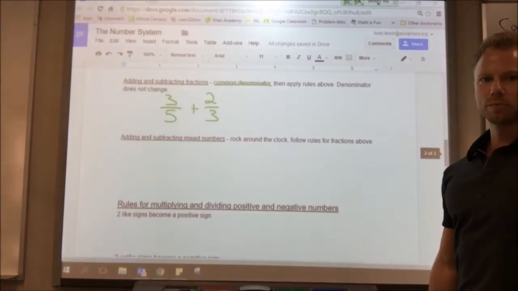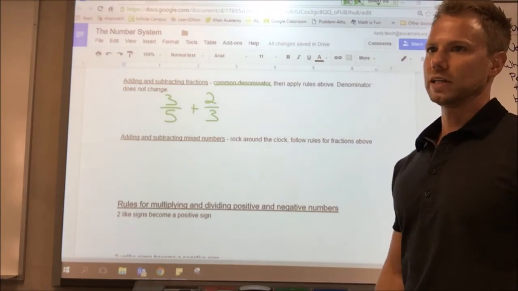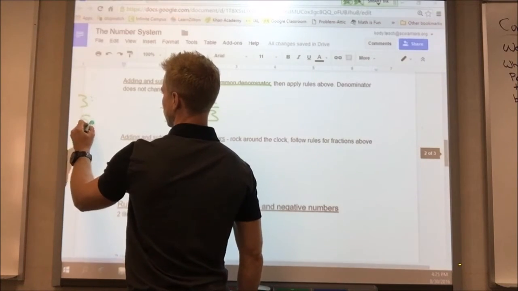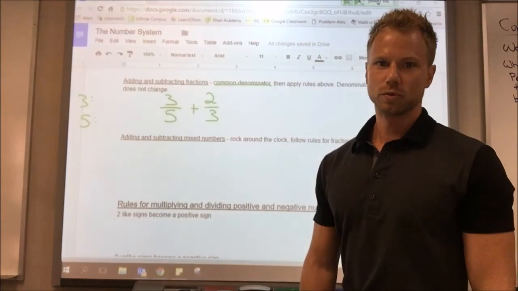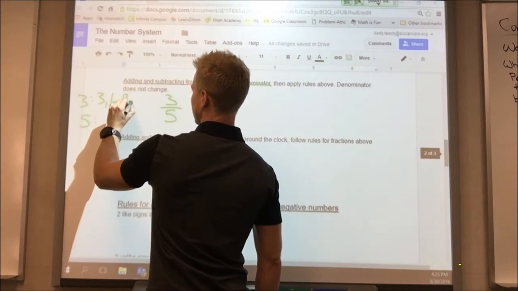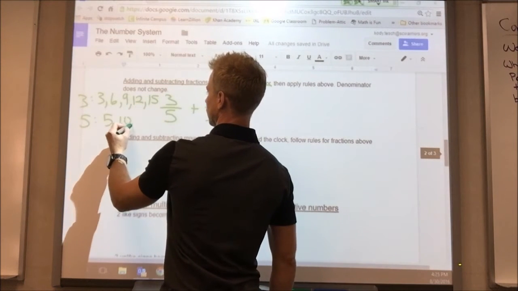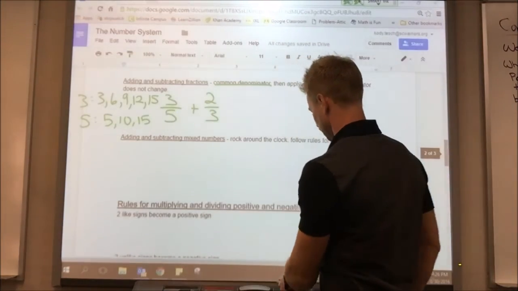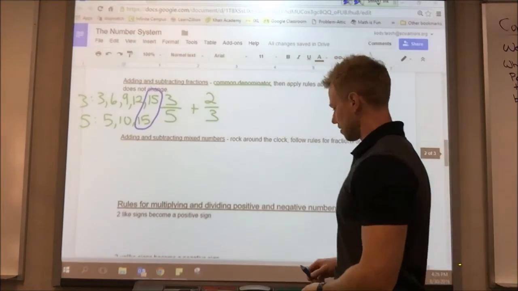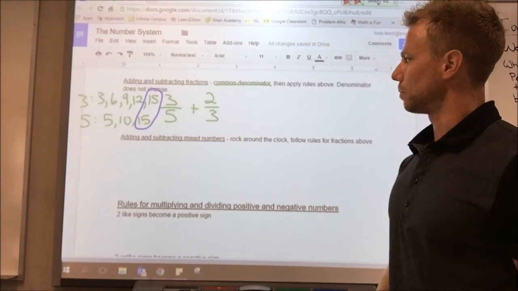We need to find the least common multiple, the smallest number that 3 and 5 both go into evenly. So let's start listing multiples. We have 3, we have 5. We'll start going by 3s. So 3, 6, 9, 12, 15. Go by 5s, 5, 10, 15. And then we can see the smallest number that 3 and 5 both go into is 15. So that's going to be our common denominator.